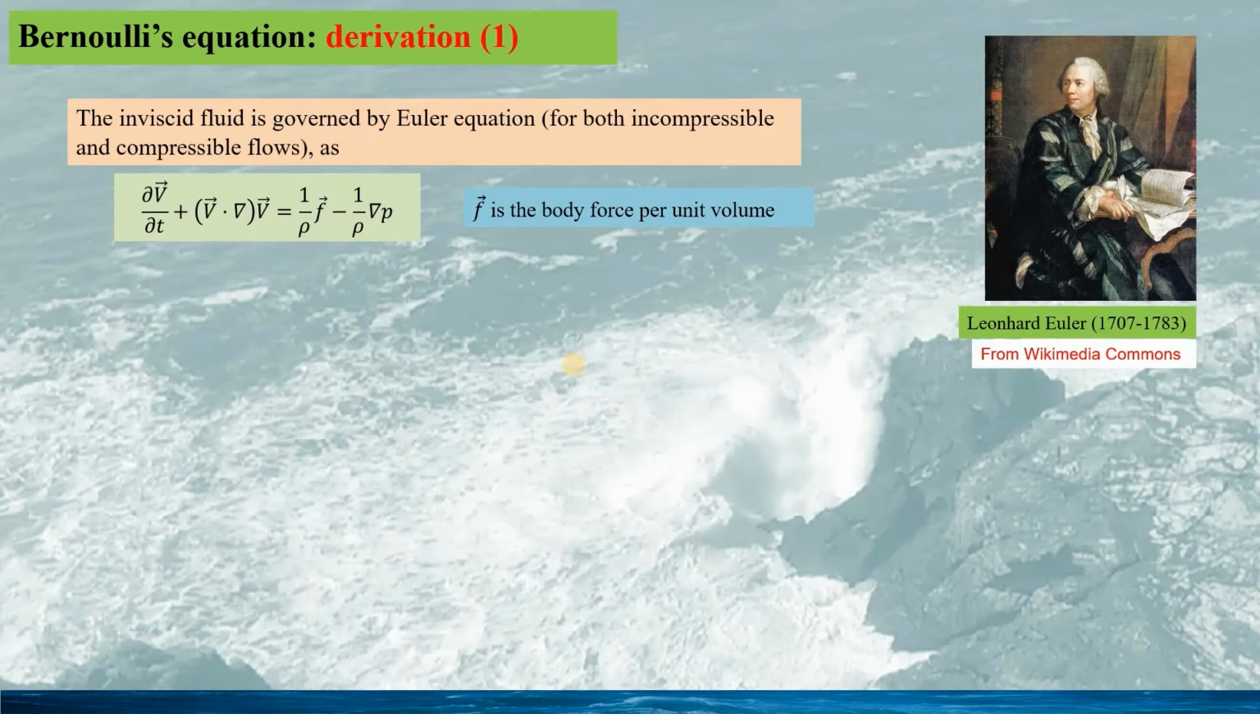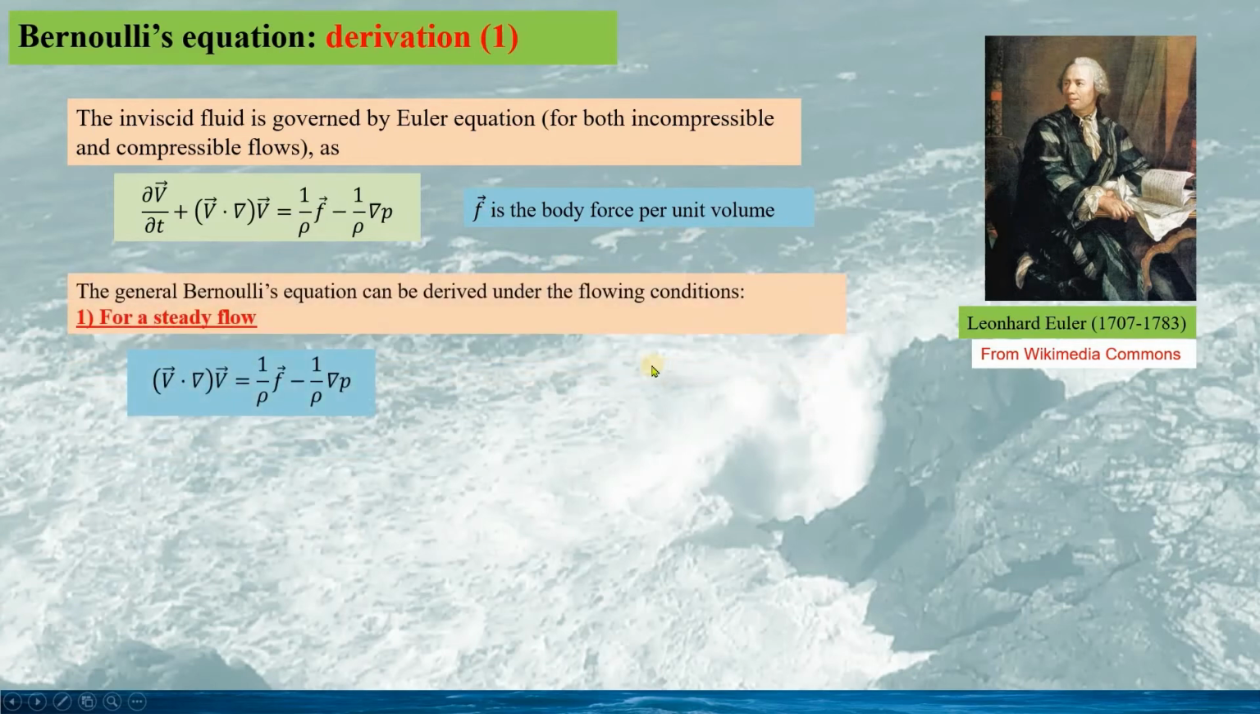Firstly, Bernoulli's equation in the general form is valid only for inviscid flow. This is the same as the Euler equation, which is the universal fluid dynamic equation for inviscid flows. The Euler equation is given in this form. Here, the vector F is the body force per unit volume. The conventional Bernoulli's equation can be derived under the following conditions.